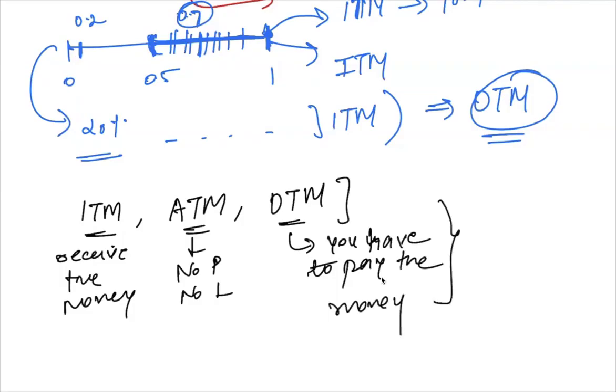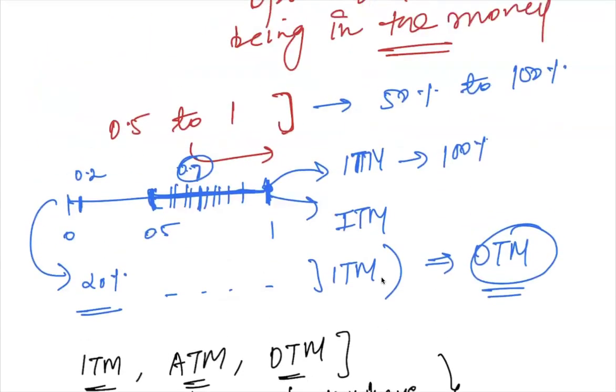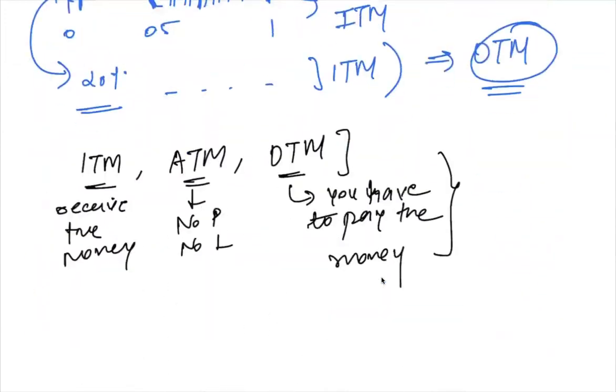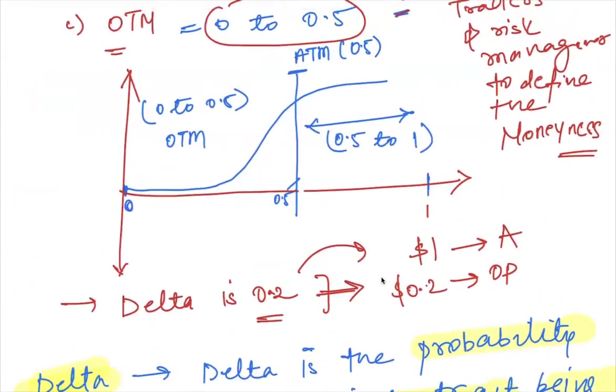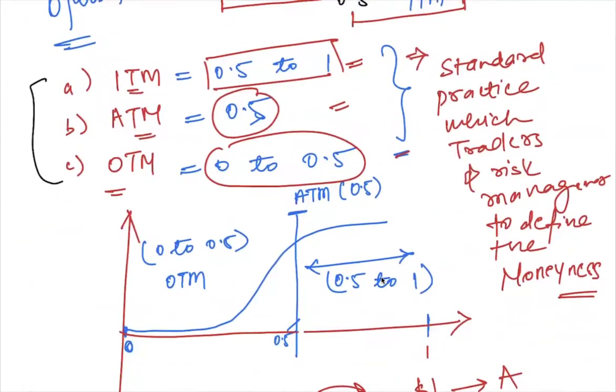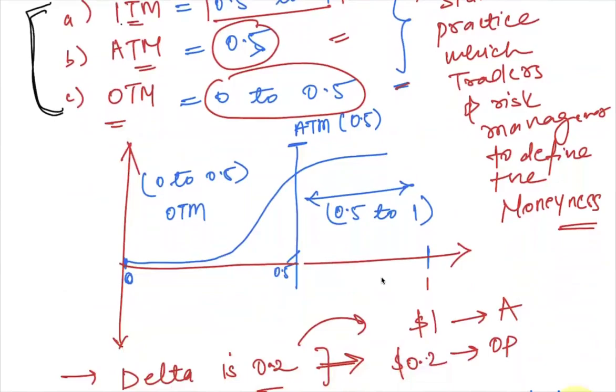So I hope this becomes clear. Just to summarize it again, for a call option we see this range. In the money is 0.5 to 1. At the money is, sorry, 0.5, and out of the money is 0 to 0.5.